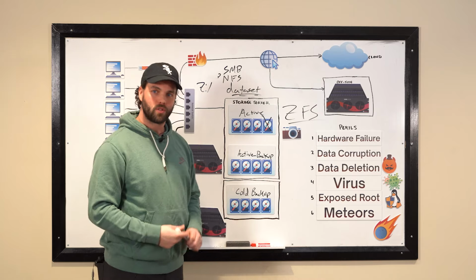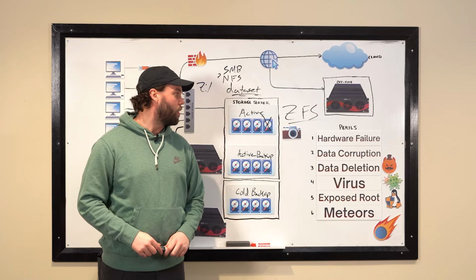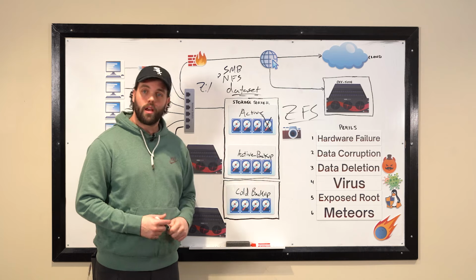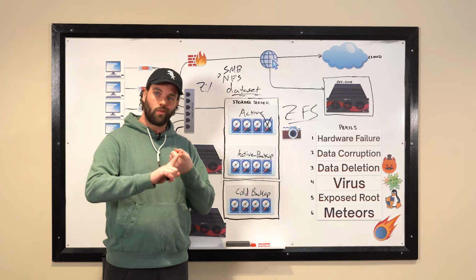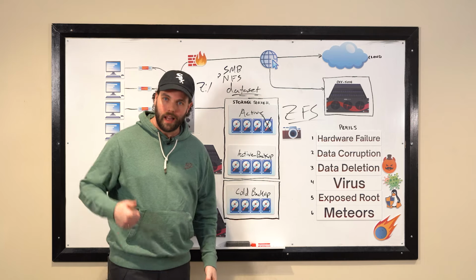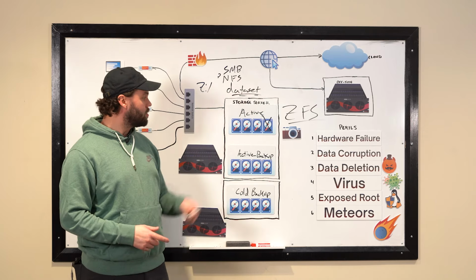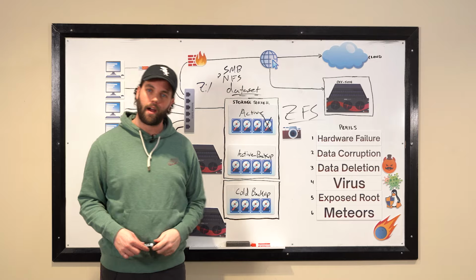So to recap, we can solve our hardware failure peril by using a RAID array of disks with a Linux file server and a ZFS file system to give you a copy-on-write, safe, crash-consistent file system that you can share out to your users. So boom, one peril down.